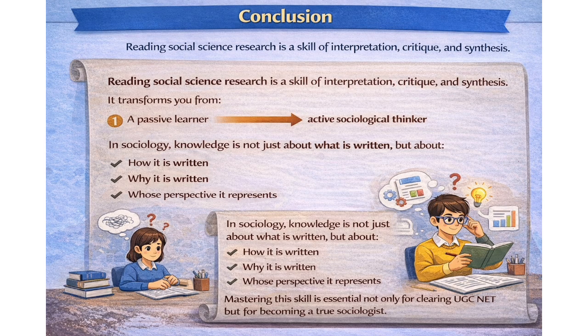Conclusion: reading social science research is a skill of interpretation, critique, and synthesis. It transforms you from a passive learner to an active sociological thinker. In sociology, knowledge is not just about what is written, but about how it is written, why it is written, and whose perspective it represents.